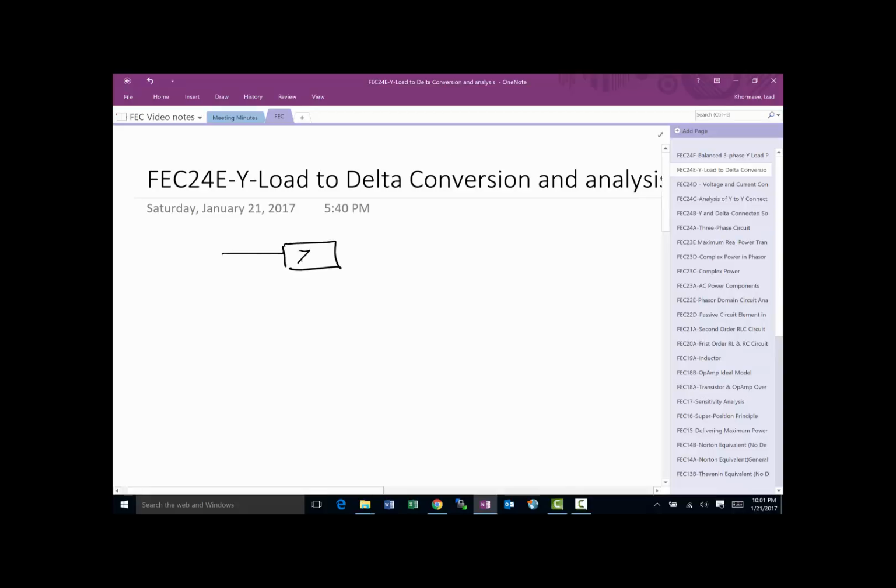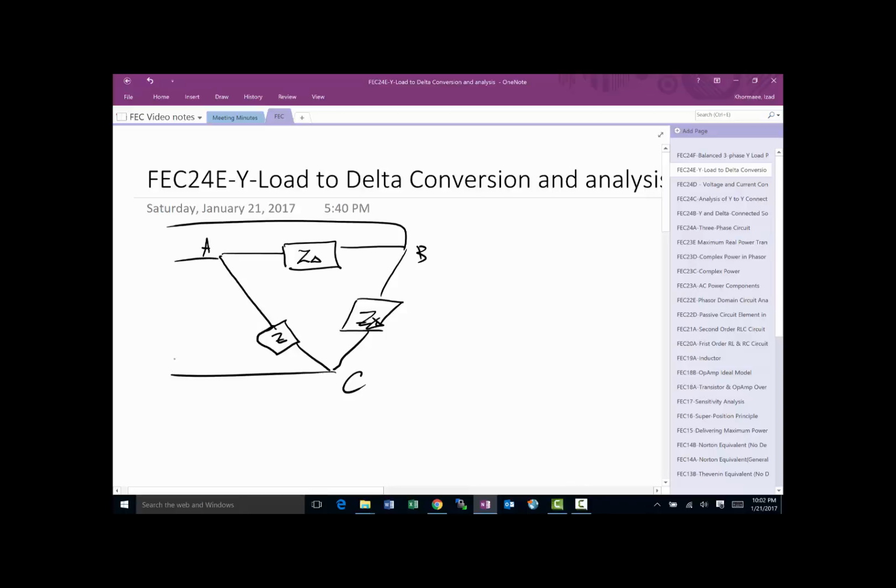So of course we're still talking about balanced loads, so you would have three loads connected as such on the three phases, and you may call this one A, B, and C, and you will have transmission lines coming in feeding each one of these loads.